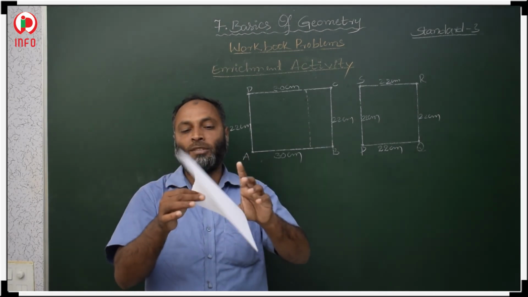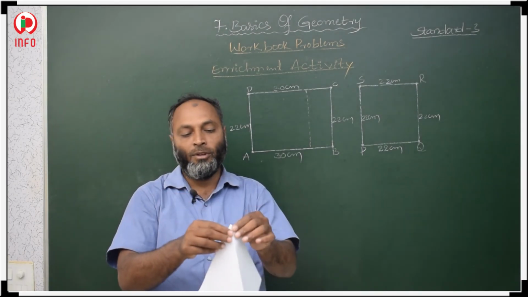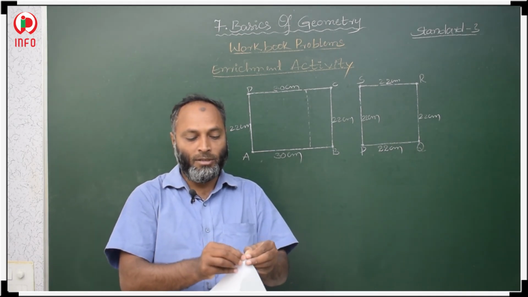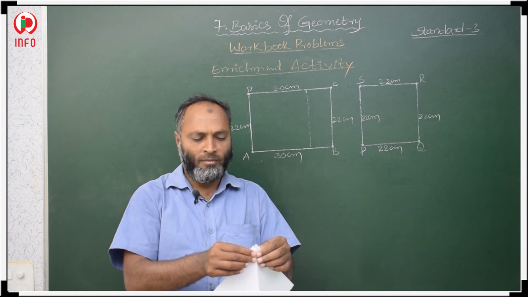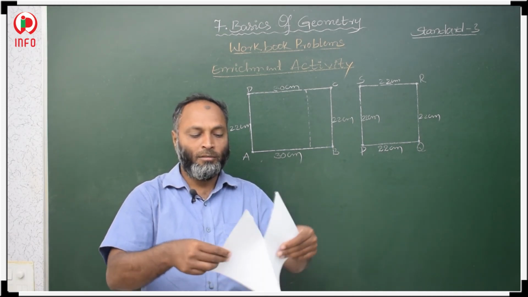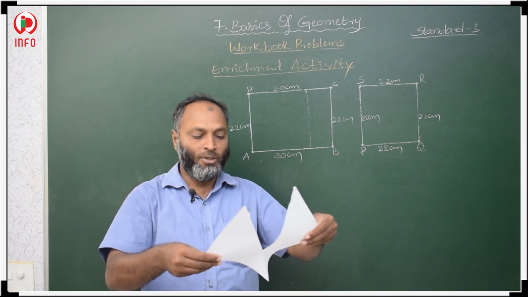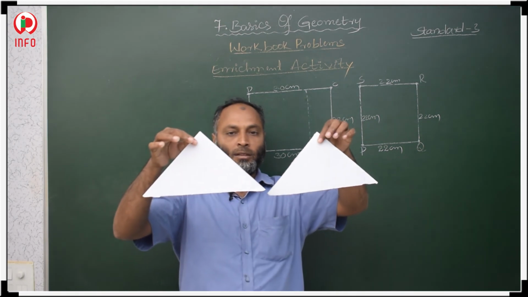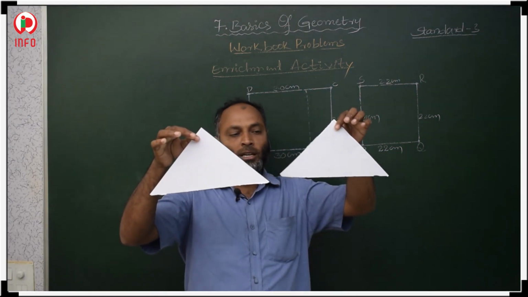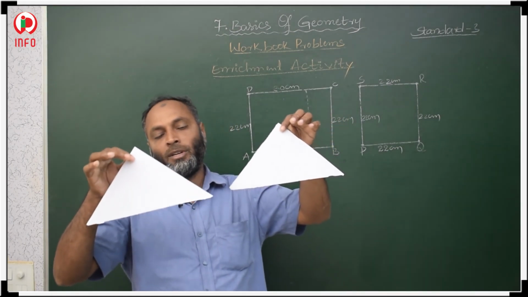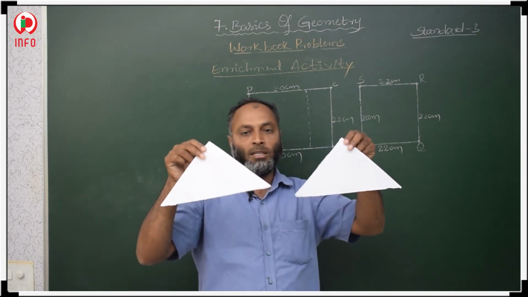Then how many triangles do we form here? Here we can form two triangles. See how: you cut from the middle, then you get two triangles from this paper. So here we form two triangles. How are these two triangles? These two triangles are identical.